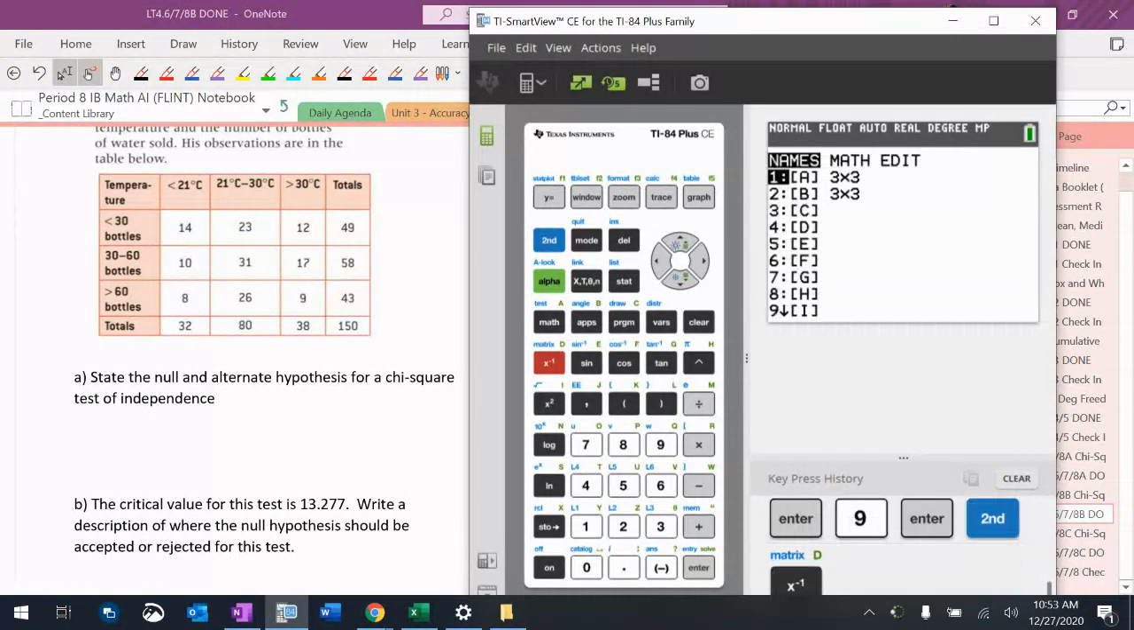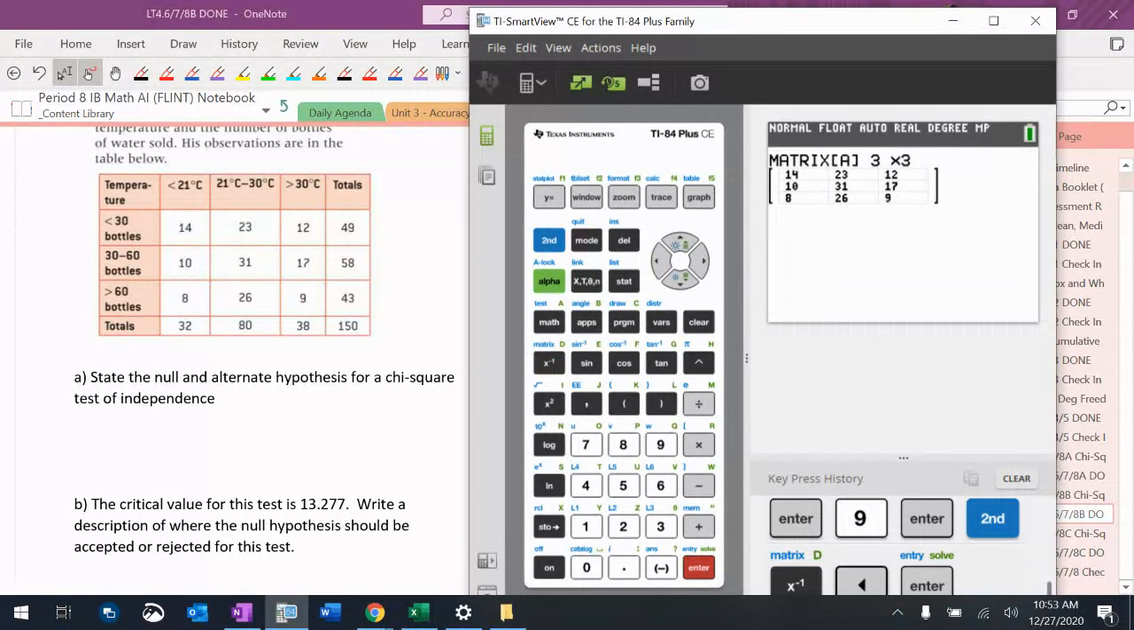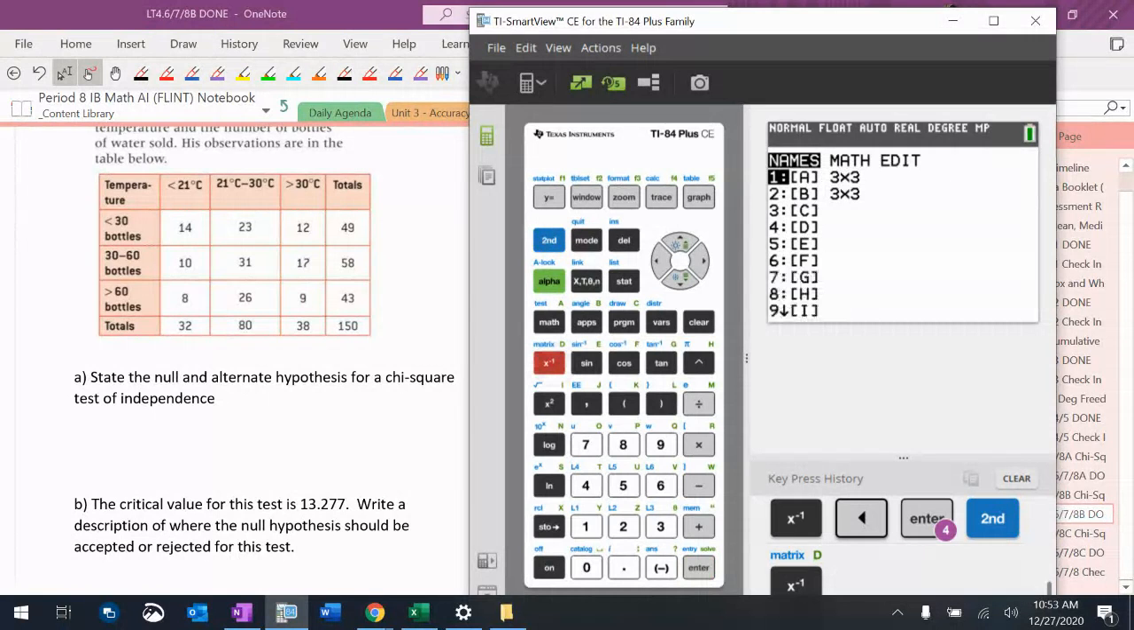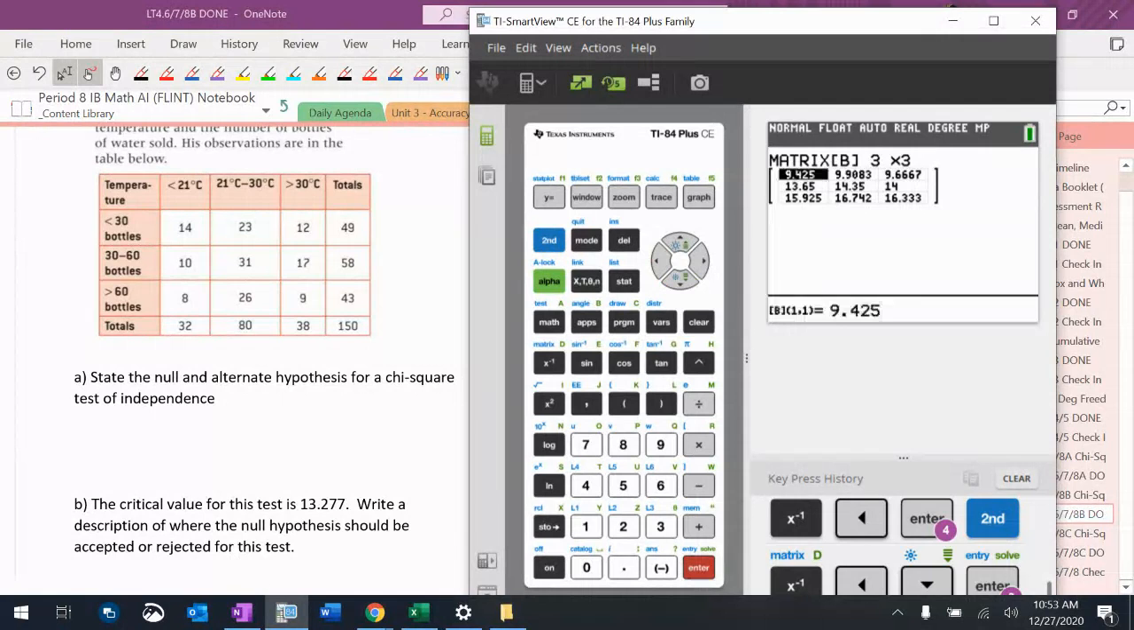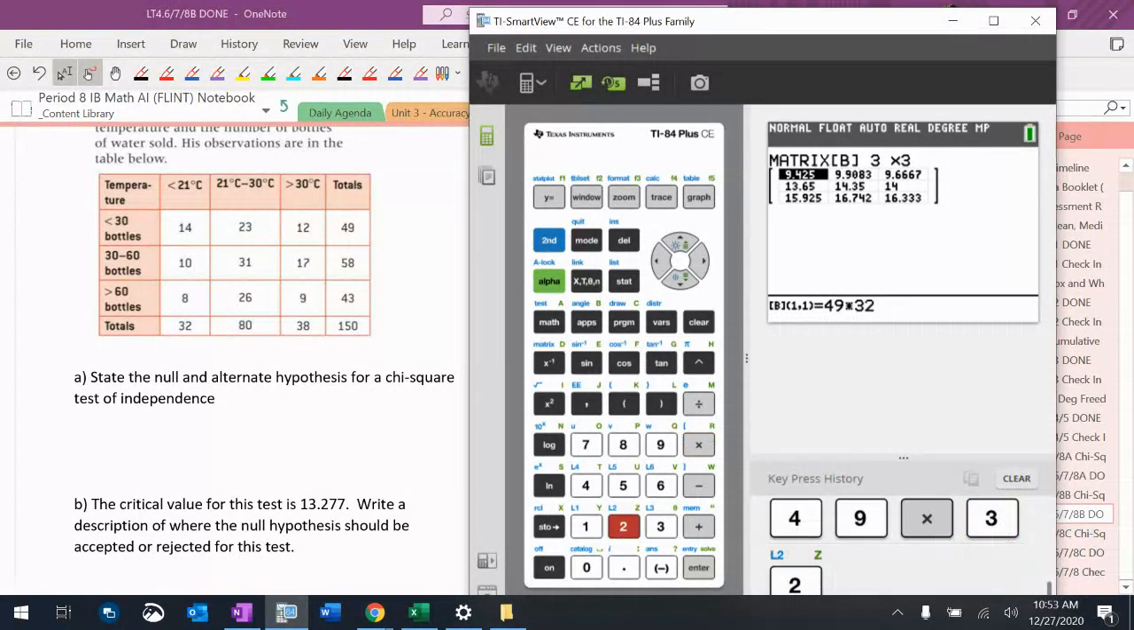And then in matrix B, I did matrix A again. Having a few problems there with this one. Matrix B, it's a 3 by 3 again. So now I'm going to go through and do what I just did a minute ago. 49 times 32 divided by 150. 49 times 80 divided by 150. 49 times 38 divided by 150.